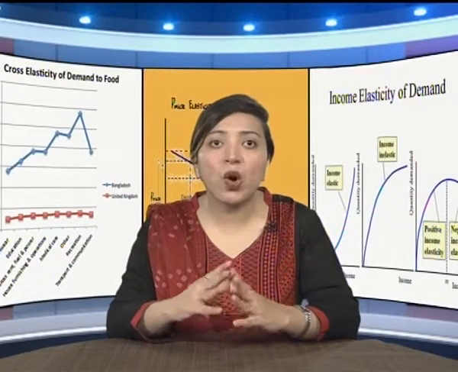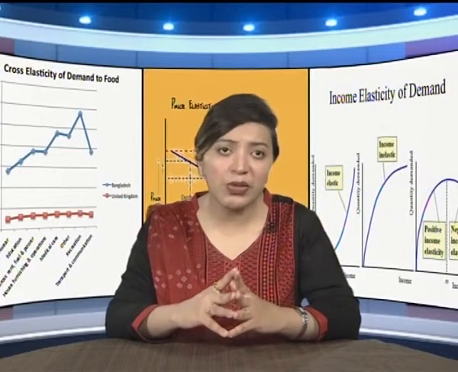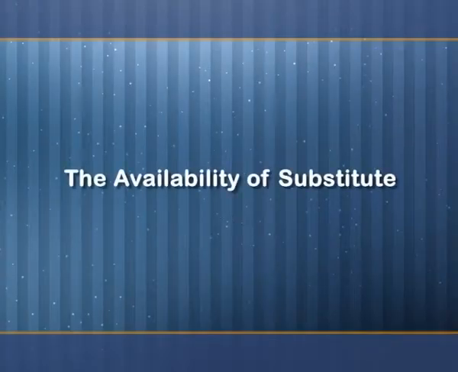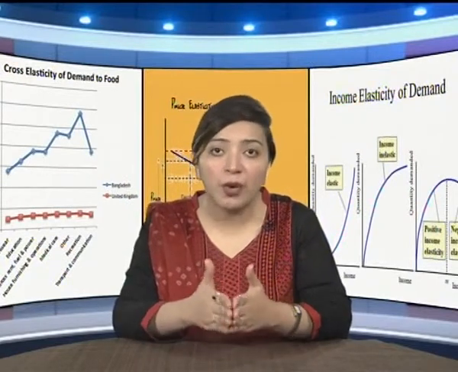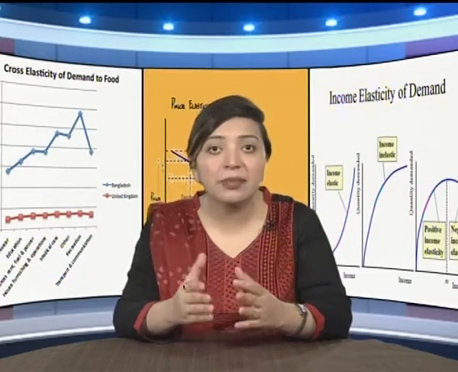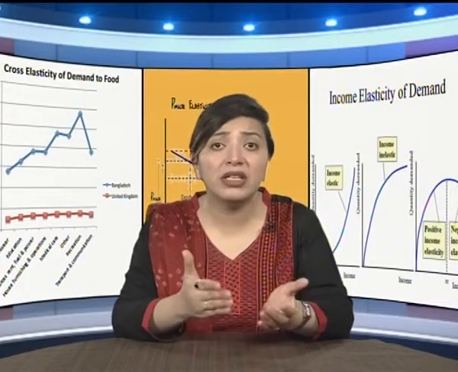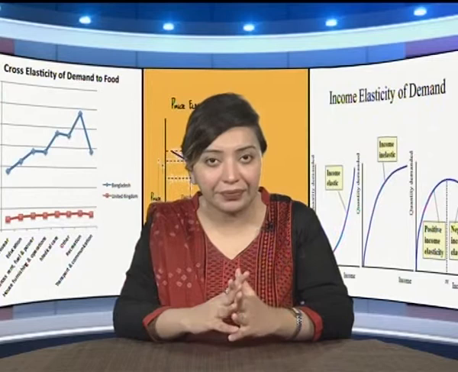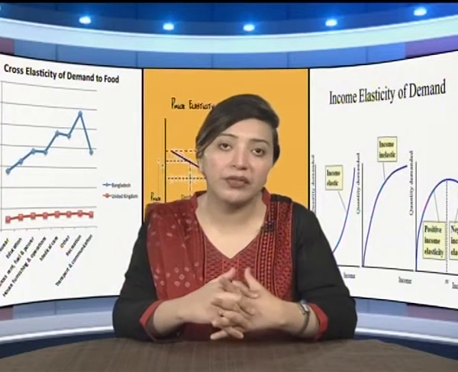Now, let's see the determinants of price elasticity of demand. The following are the main factors which determine price elasticity of demand for a commodity. The availability of substitutes. The availability of the number and kinds of substitutes for a commodity is a most important factor. If for a commodity close substitutes are available, its demand tends to be elastic. If the price of such a commodity goes up, people will shift to its close substitute, and as a result, the demand for that commodity will greatly decline. The greater the possibility of substitution, the greater the price elasticity of demand for it.